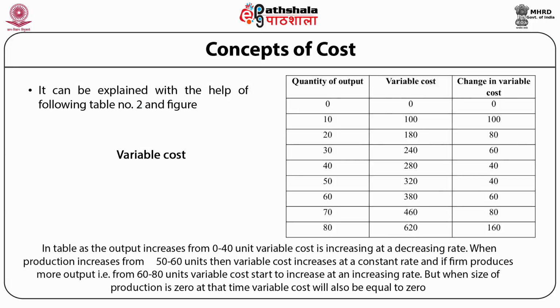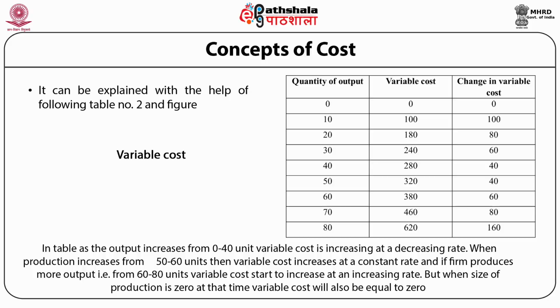In the table, as the output increases from 0 to 40 units, variable cost is increasing at a decreasing rate. It means when the firm produces 0 units, variable cost is also 0. When the firm goes on increasing production, that is to 10 units, its variable cost is 100. When the firm increases the level of production up to 40 units, their variable cost is 280, which shows that it is increasing at a decreasing rate.